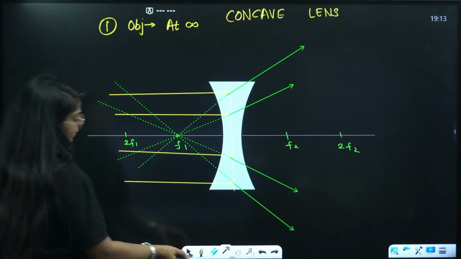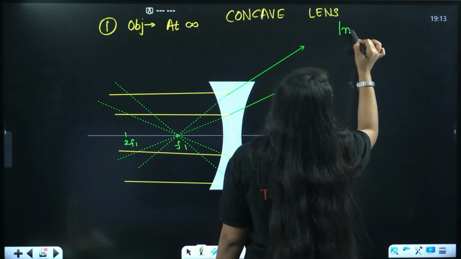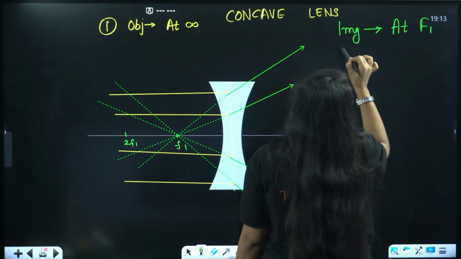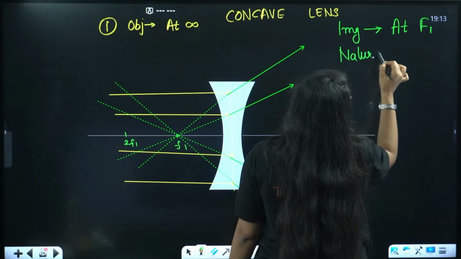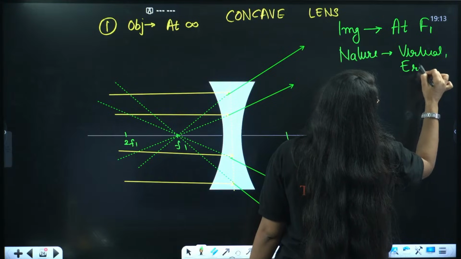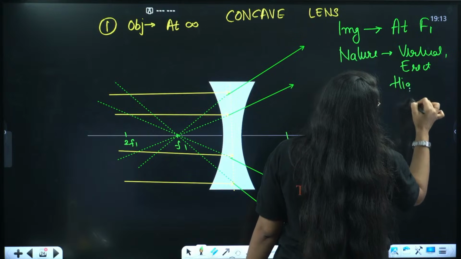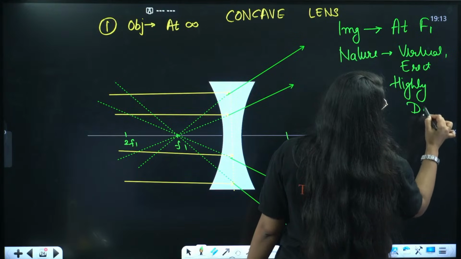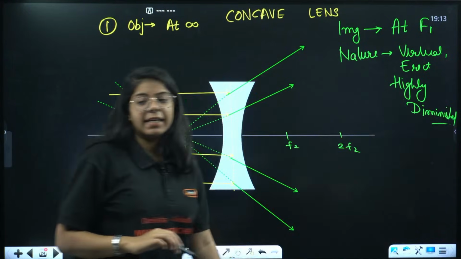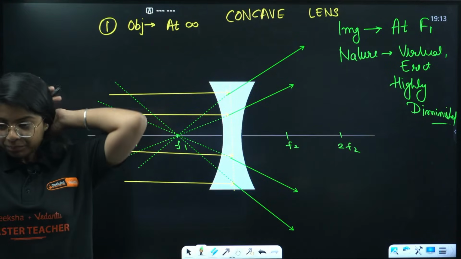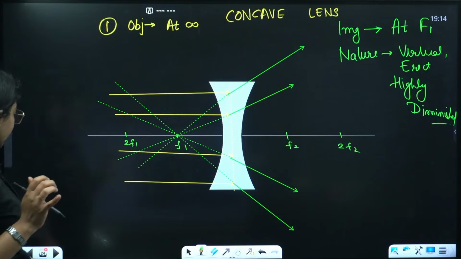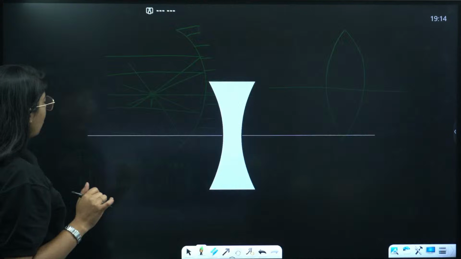So in this case the image is formed at F1, not F2, at F1, right? And the nature in this case will be virtual, erect and highly diminished. Done everyone? Any doubt? Okay, next case, the last case of all the ray diagrams.